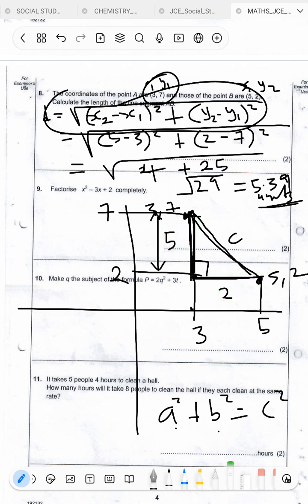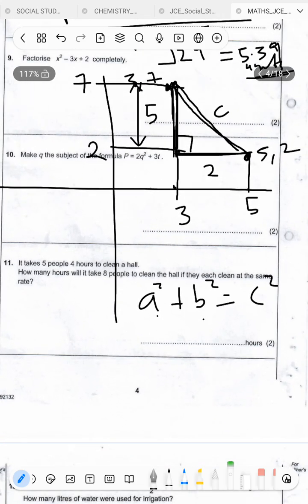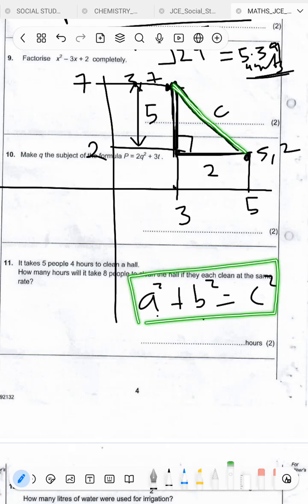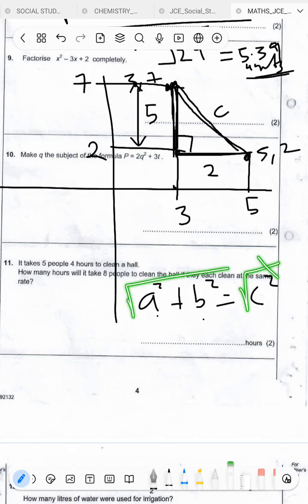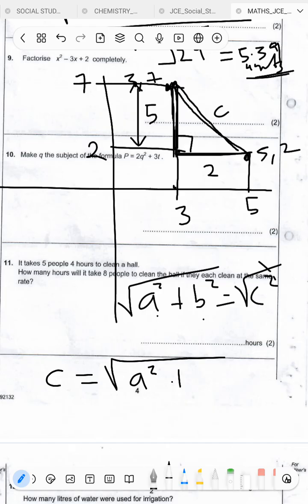Where does that lead us? Remember, it's a right angle triangle, so we can find the longest length by applying this formula. We're going to look for c. We have a and b, so we make c the subject of the formula. To do that, we simply take the square root of both sides. Therefore c can be found by taking the square root of a squared plus b squared.